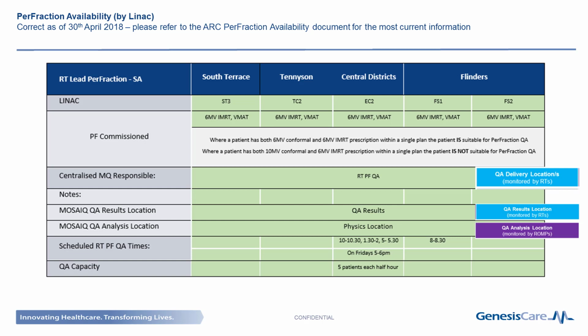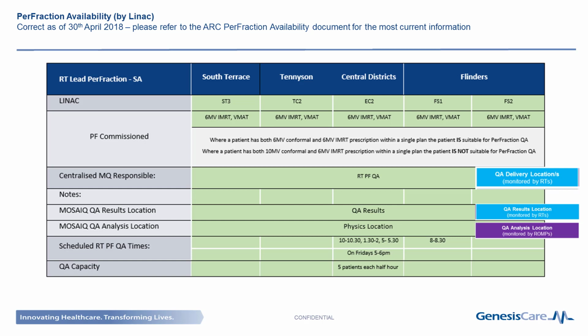All Elekta Linacs are beam matched for 6 MV, IMRT and VMAT. Where a patient has 2 prescriptions on the one plan, with both prescriptions using 6 MV techniques, RT-led PerFraction can occur. 10 MV plans, either in isolation or as mixed energy plans, are not suitable for PerFraction QA.